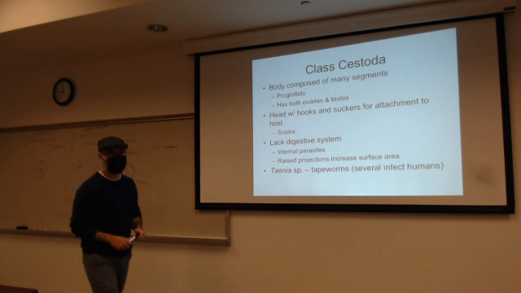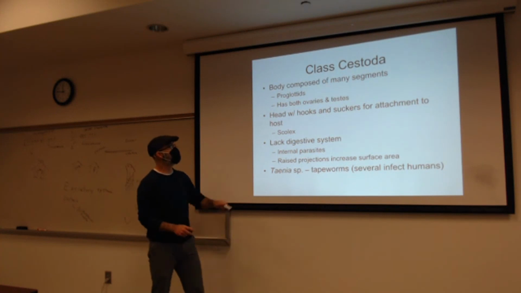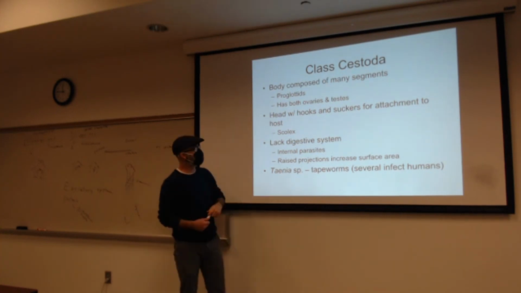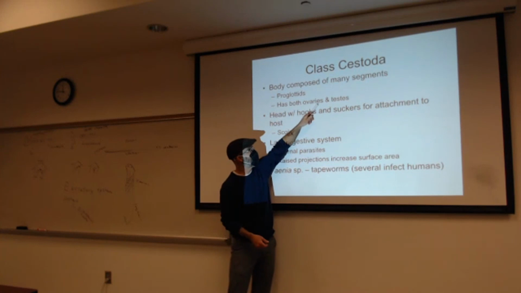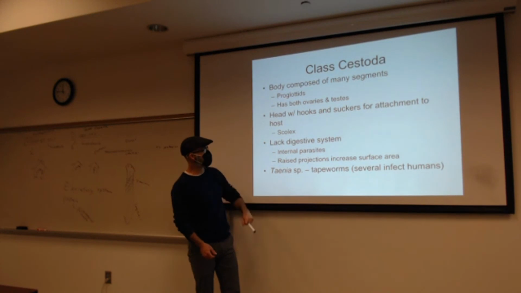The fourth class, the last class, here are the tapeworms. Heavily segmented. You can just look at these things and see the segmentation. Each of those segments is called a proglottid. They are monoecious, they have ovaries and testes. Their head has this hooked apparatus called the scolex.